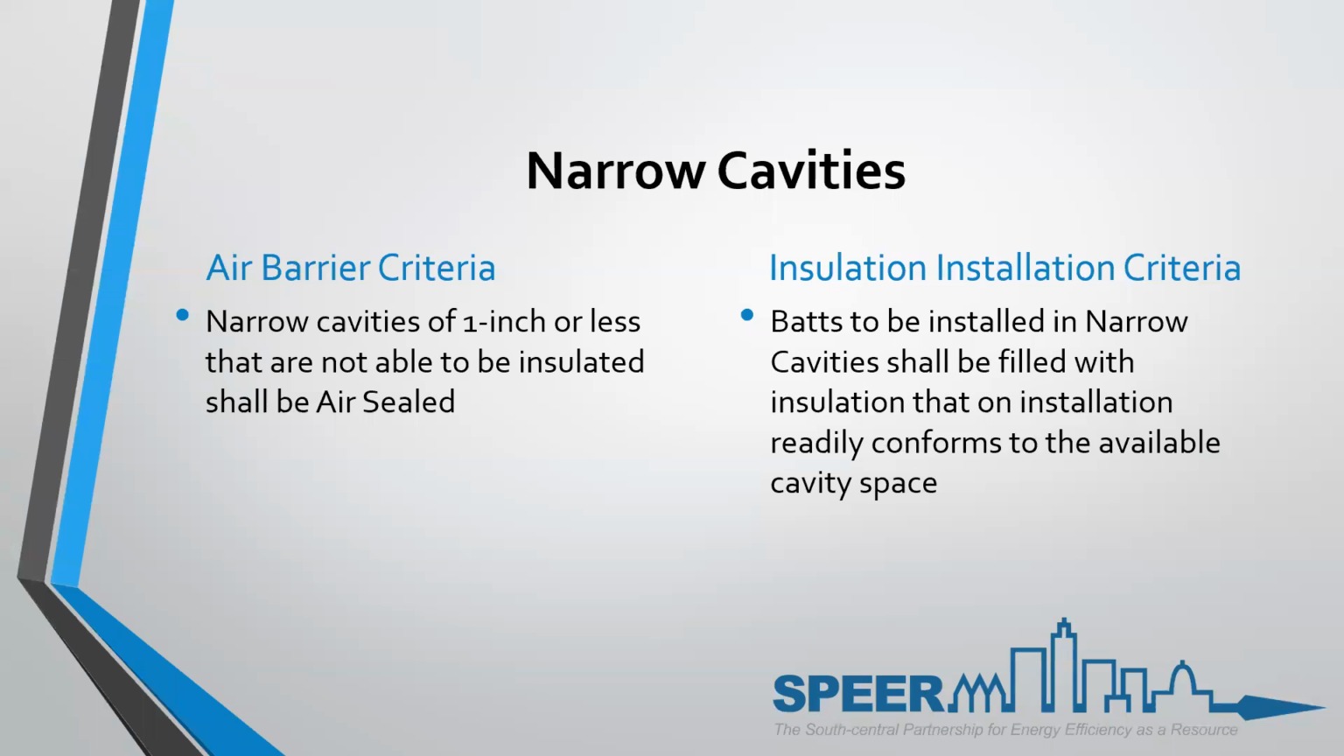Narrow cavities, we mentioned that a minute ago when Brad had his question, but any narrow cavities now in the 2021 code book says if it's 1 inch or less, do not have to be insulated, but they just need to be air sealed. And then batts to be installed in narrow cavities that's greater than 1 inch, but not quite as 16-inch on center, shall be filled with insulation that is installed to readily conform to the available cavity space. In my opinion, this is a way of them saying you can't just crush a 14.5-inch batt to make it fit into a 6-inch opening. It needs to be cut to readily conform with the cavity space.